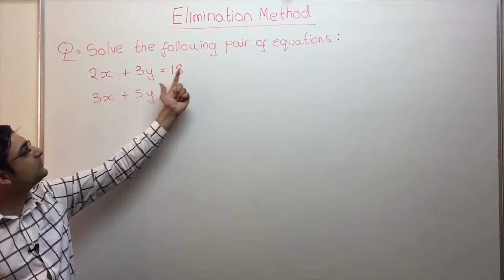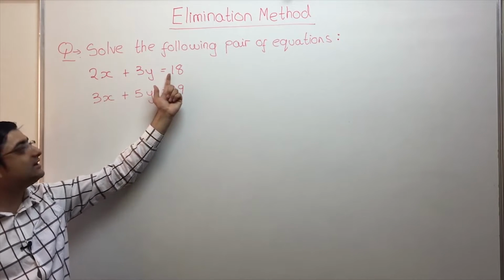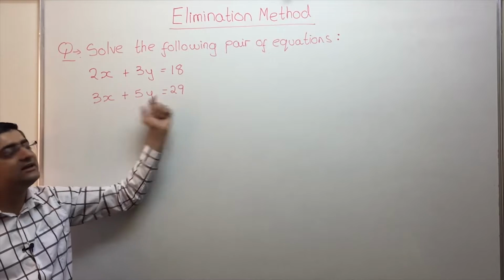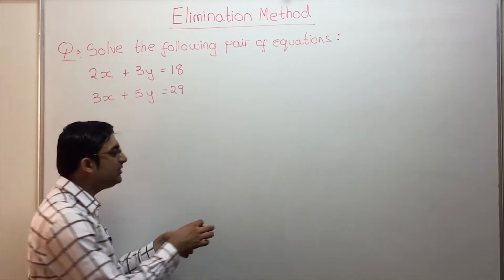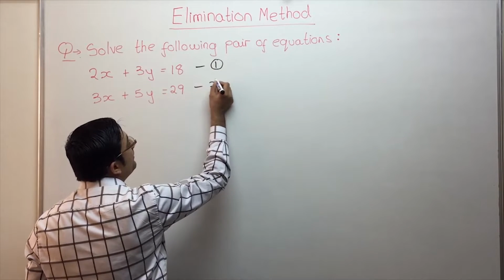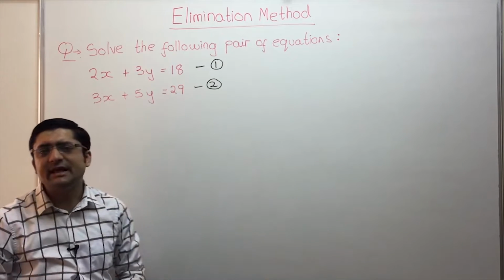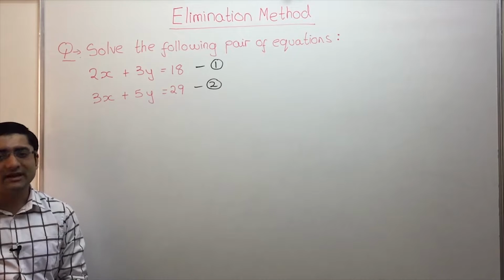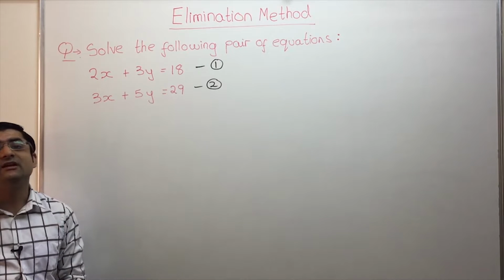Solve the following pair of equations: 2x plus 3y is equal to 18 and 3x plus 5y is equal to 29. So first label your equations as 1 and 2. Call this equation number 1. Call this equation number 2. Now the name of the method is elimination. So what exactly are we eliminating? We are basically eliminating a variable.